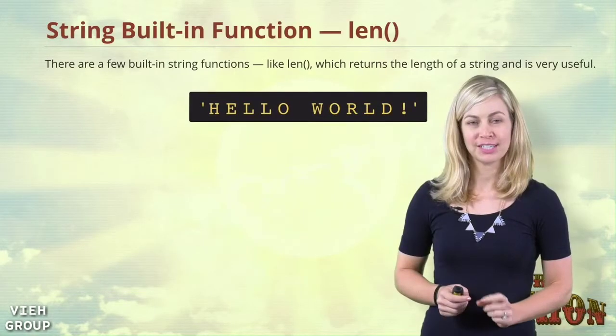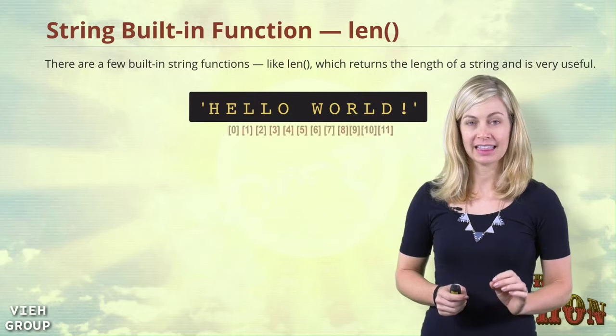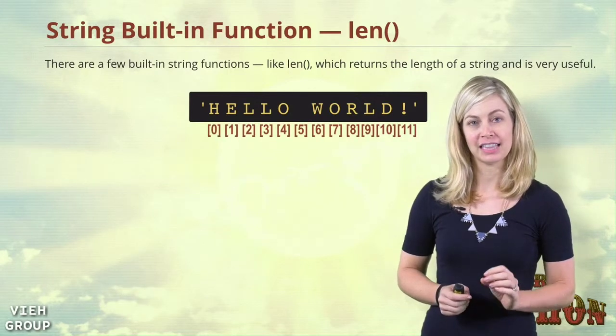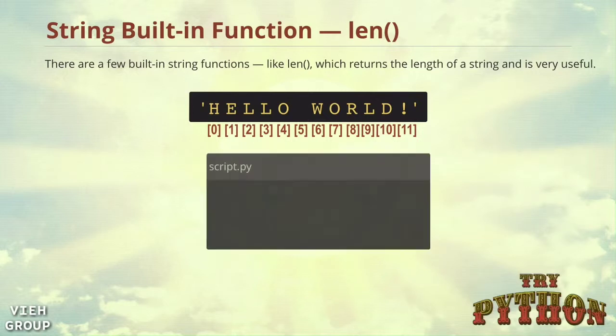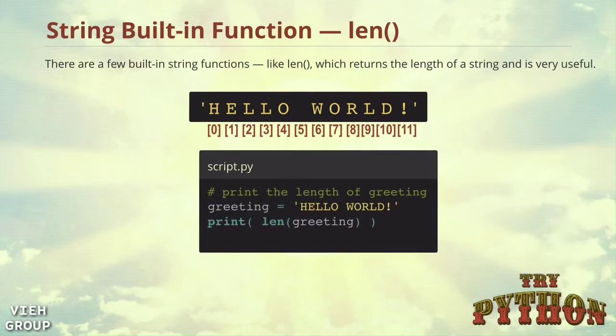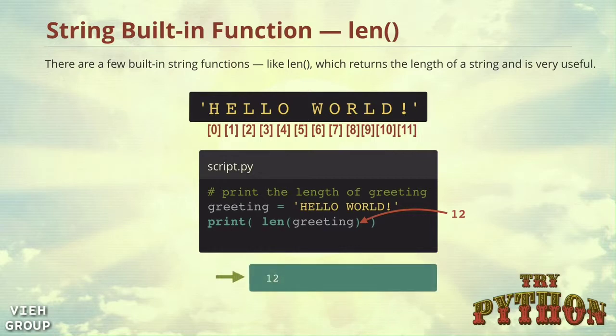There are a few built-in string functions we'll want to use. len, L-E-N, returns the length of the string inside of the parentheses. So if we have the greeting variable storing "hello world!", len(greeting) will return 12, and then we can print the result, so this will print 12 to the screen.